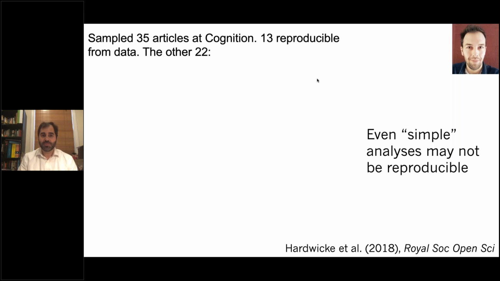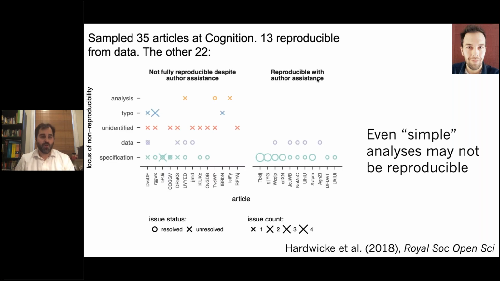Of those 35, 13 of these papers were reproducible from the data. That is, writing new code, we could get the same numbers that they reported in the paper. Of the other two-thirds, another handful, about another third, were reproducible with author assistance. That is, we reached out to the authors and got clarification on parts of their analytic specification that were not available in the article, or we got access to data that were not available in the article, like exclusions or metadata.